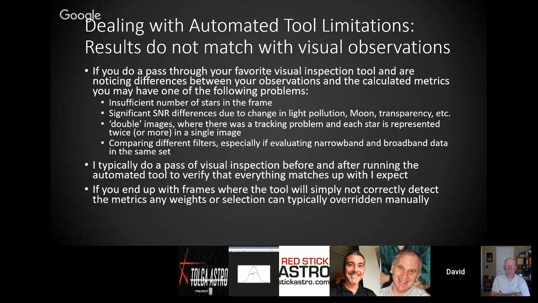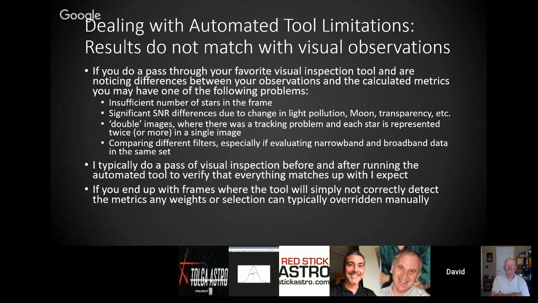So generally, I do a passive visual inspection before and frequently after running an automated tool to verify that everything matches up with what I expect. If that's not the case after all those passes, then I need to go back and try something else, right? And sometimes you end up with frames where the tool will simply not correctly detect the metrics, right? It's just never going to give you the correct result. You're hitting a case where it just can't work properly.